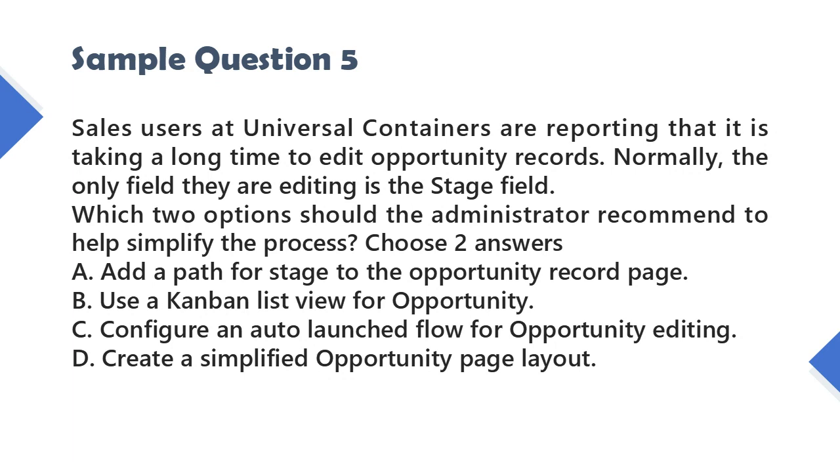Sample Question 5. Sales users at Universal Containers are reporting that it is taking a long time to edit opportunity records. Normally, the only field they are editing is the stage field. Which 2 options should the administrator recommend to help simplify the process? Choose 2 answers. A. Add a path for stage to the opportunity record page. B. Use a Kanban list view for opportunity. C. Configure an auto-launched flow for opportunity editing. D. Create a simplified opportunity page layout.